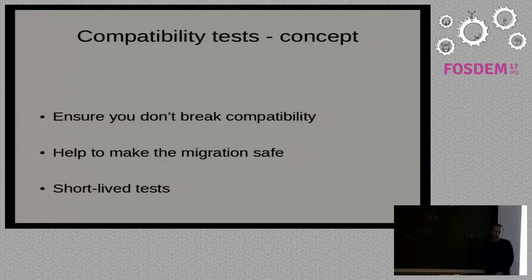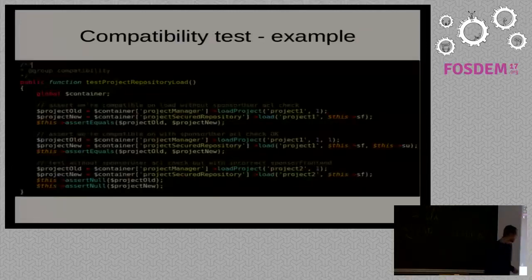So what's a compatibility test? A compatibility test is just to ensure you don't break the compatibility from the old system to the new one. So it's a short-lived test. You just use the old system, use the new system, you assert it returns the same thing from the same context. And when you kill the old system, you remove the compatibility test. That's just for the switch. So I have an example here.